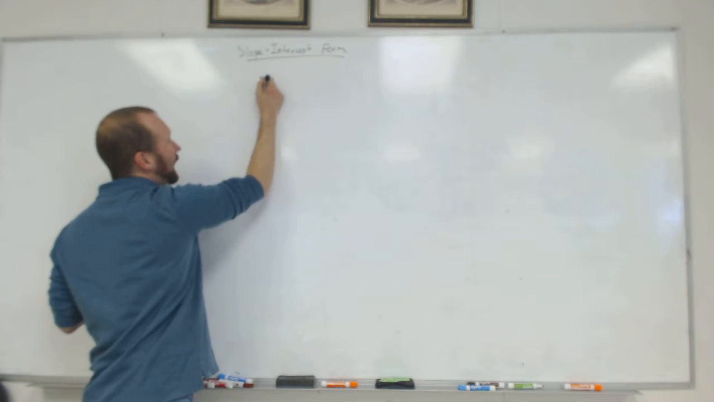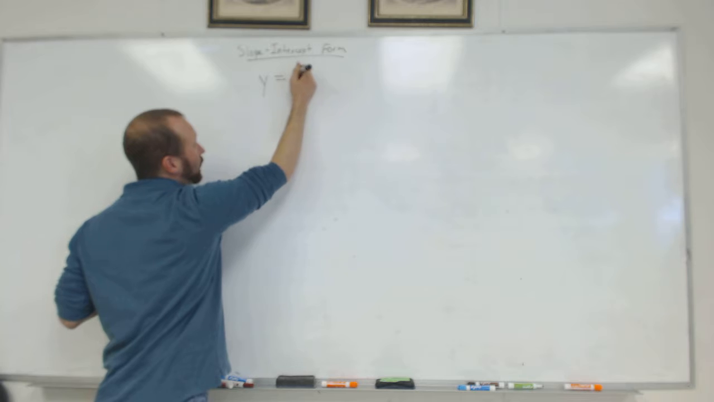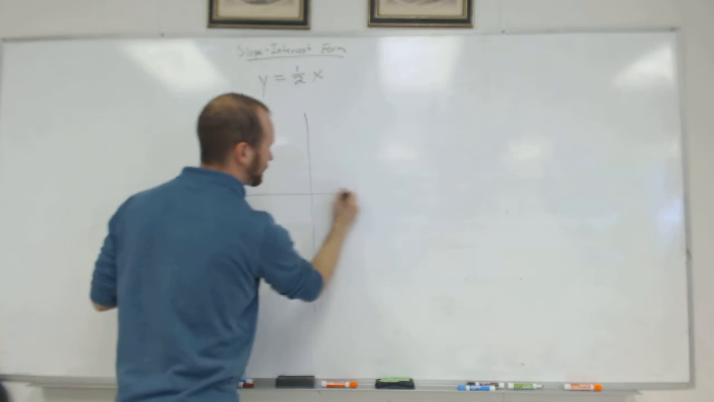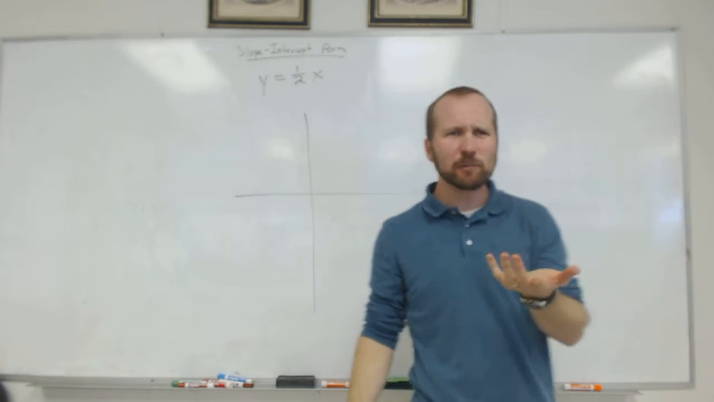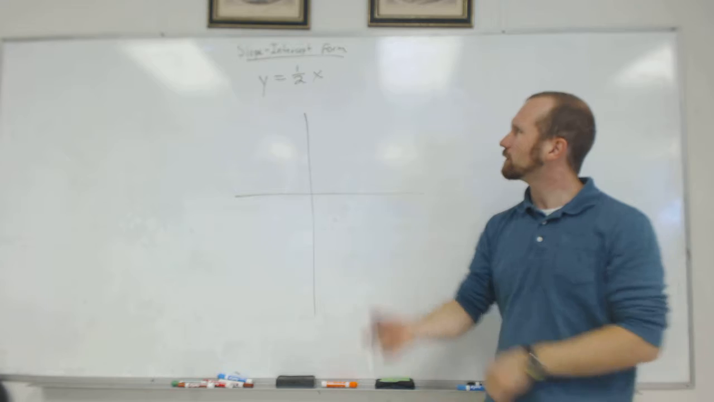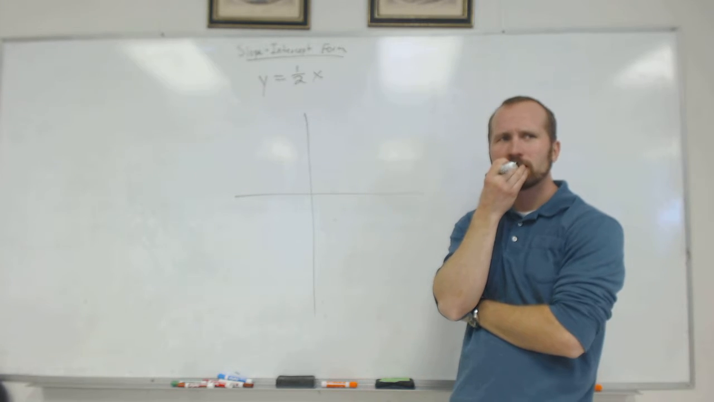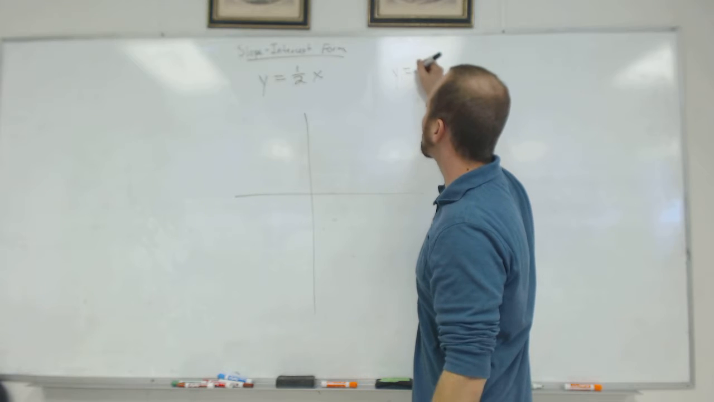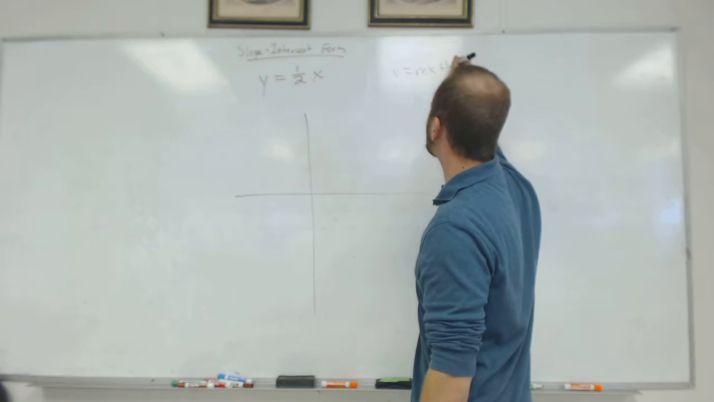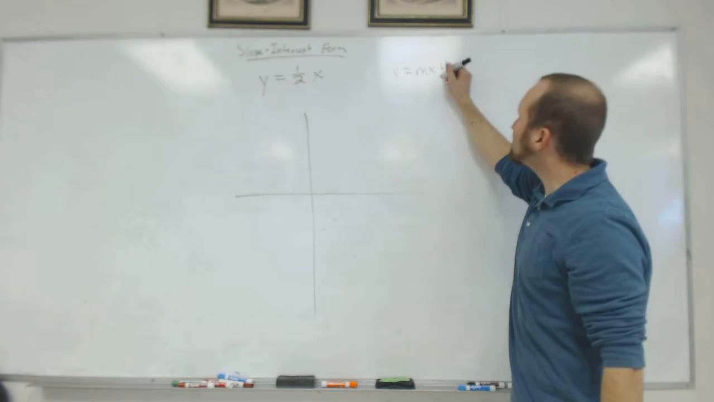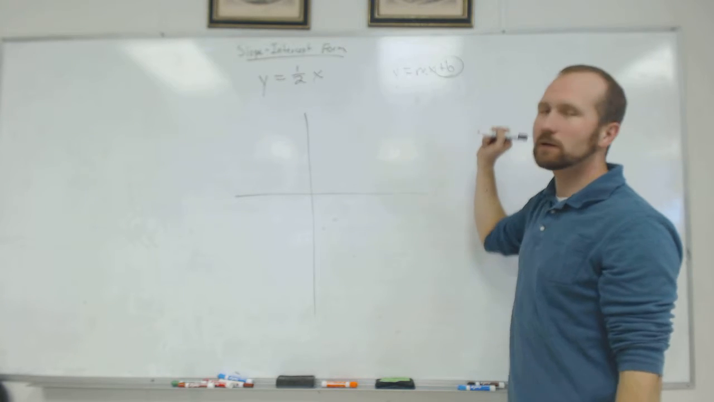All right. Y equals 1/2 x. Wait a second. What's different about that? Is that slope-intercept form? Slope-intercept form is y equals mx plus b. What's missing here? We're missing the y-intercept. So we put 0.